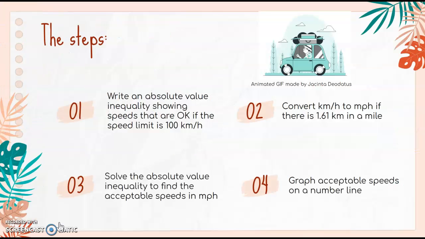So first, we're going to write an absolute value inequality showing speeds that are okay if the speed limit is 100 kilometers per hour. Step 2, convert kilometers per hour to miles per hour if there is 1.61 kilometers in a mile. Step 3, solve the absolute value inequality to find the acceptable speeds in miles per hour. Step 4, graph acceptable speeds on a number line to show acceptable speeds graphically.